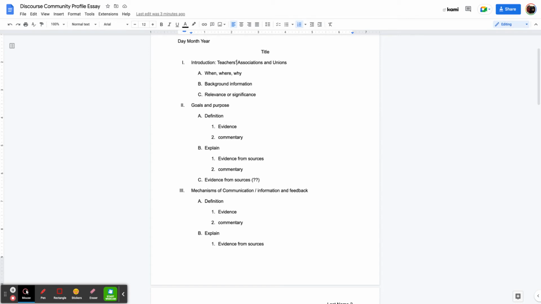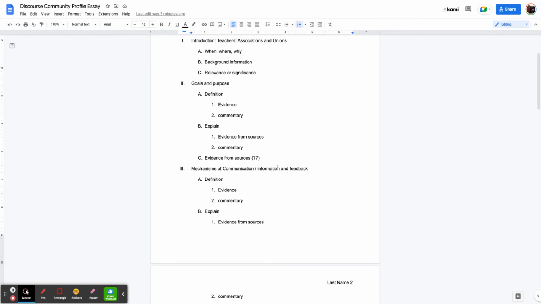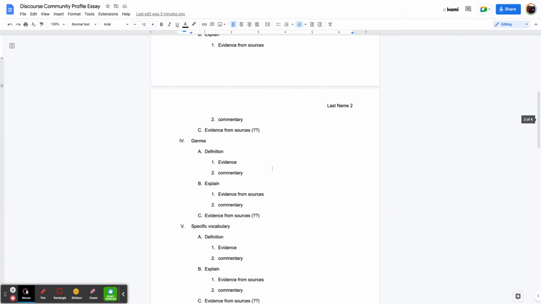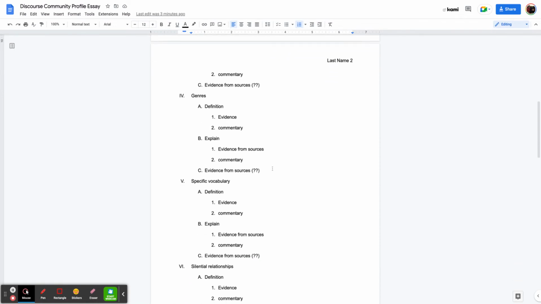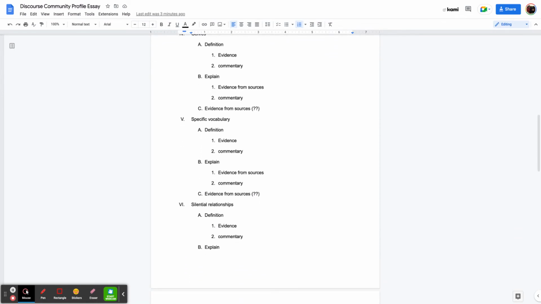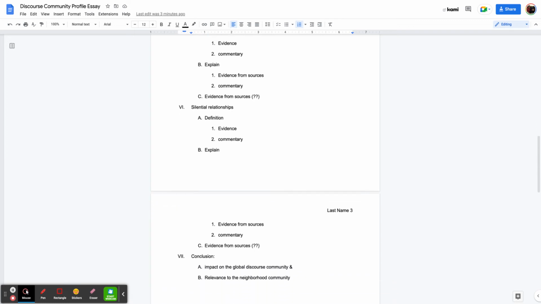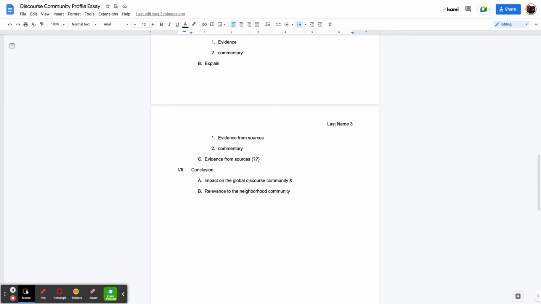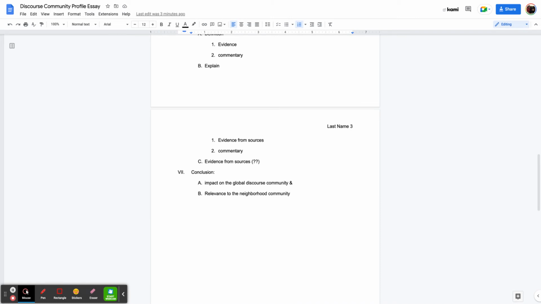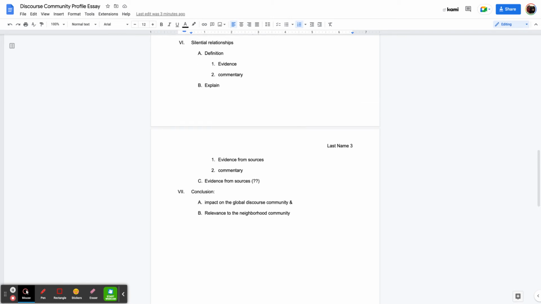And a discourse community always has goals and a shared purpose and shared values. A discourse community always has mechanisms of communication and allows for information and feedback. And then it has specific genres of communication, possibly some specific vocabulary that is unique to that discourse community. It could have silent relationships. And so, how do they communicate without that word-based vocabulary? And then it could have potentially some other elements to it, but those are the biggest hitters for that discourse community profile. And then lastly, you would always want to conclude.